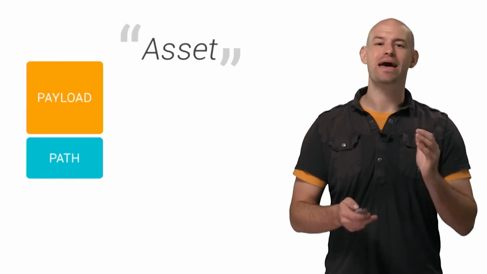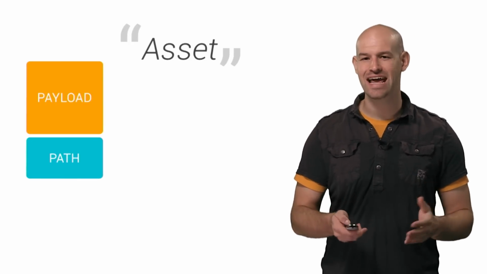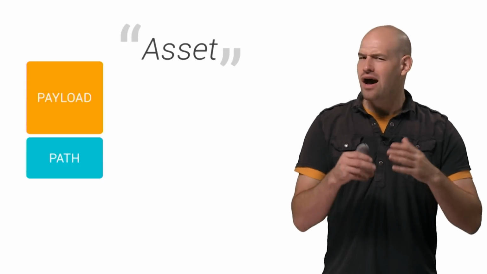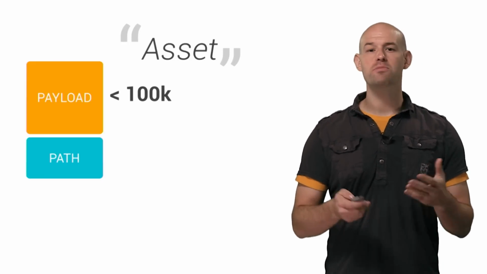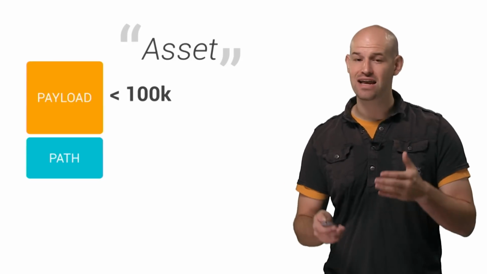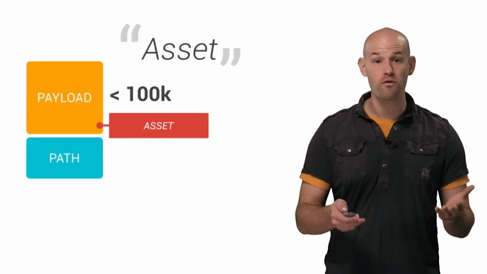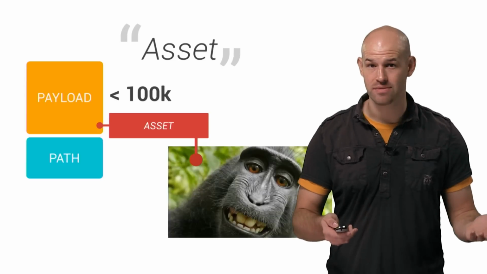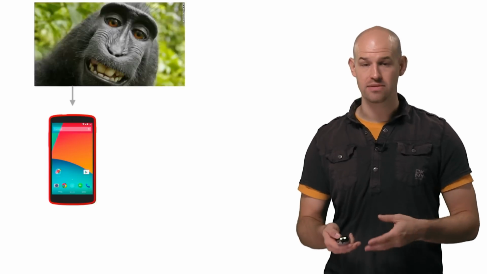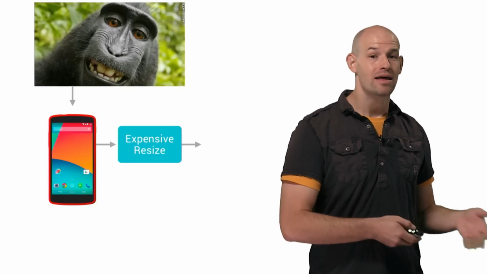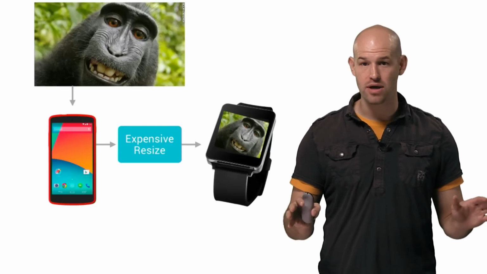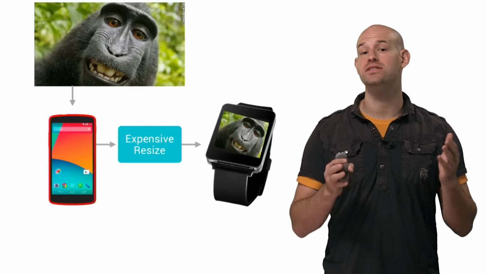As a current restriction, the payload of a data item object is designed to handle small amounts of data, I'll say around 100K or so. So if you want something more powerful, you need to attach an asset object to the data item. This allows you to send large blobs of binary data over Bluetooth transport like images. For example, let's say the handheld app downloaded an image, resized it, and sent it over to the wearable for display.